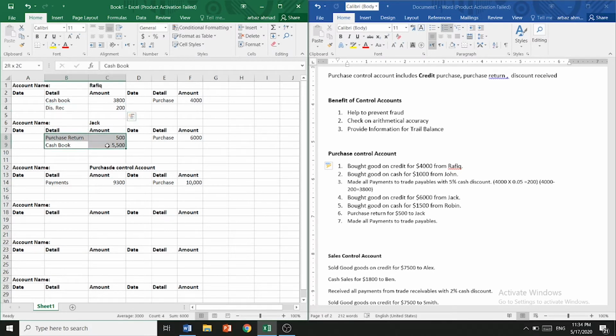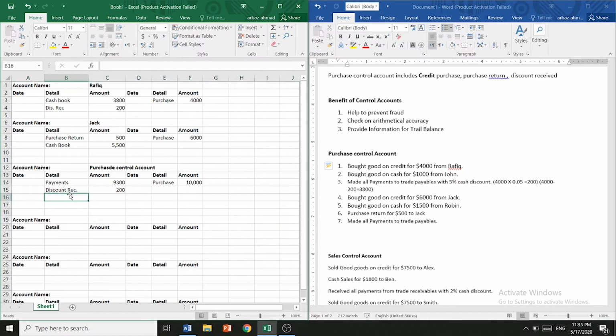In this case we don't have any discount received. So this is only 200, because we don't have any discount received in this case. I'm just going to add another line, and then I will have purchase return here.